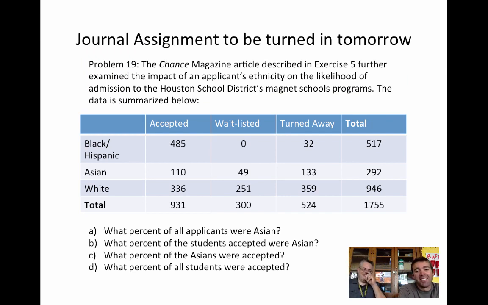We're going to go back to exercise 5, and we're going to deal with the Houston School District magnet schools again. We did this a couple slides ago, I believe. We have the two-way tables. We have race on one side: black, Hispanic, Asian, and white. And then our other category was whether they were accepted, waitlisted, or turned away. So A, B, C, and D will ask you to figure out which of the percents of those, and we're mostly dealing with the Asian group. But do watch what your denominator is going to be. They are going to be changing it on you. All right, good luck. And we'll see you in class.